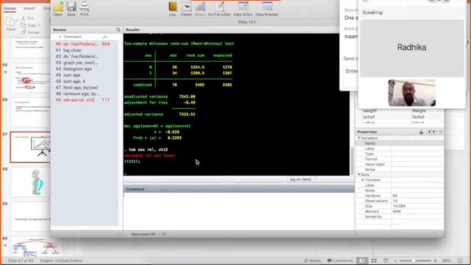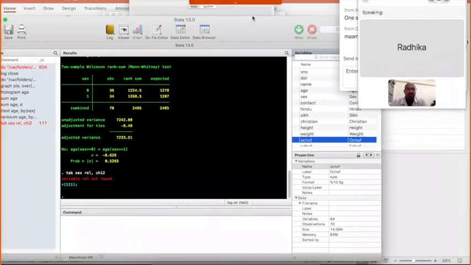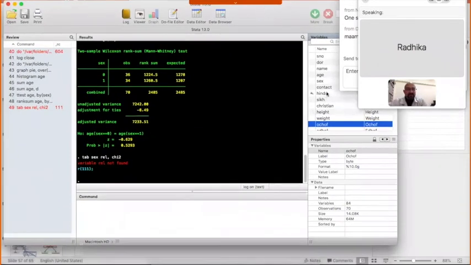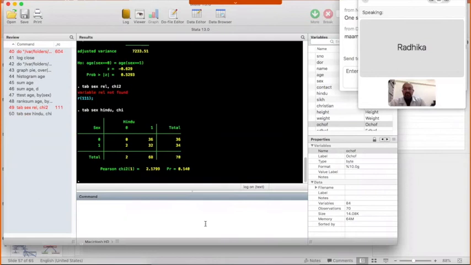And no, it did not find the variable religion. So let's see what religion is named. So it's whether the person was Hindu or not. Let's do it that way. So it's tab sex Hindu chi. So it will give me a table. It has given me that among the men, there were 36 Hindus, and among the women, there were 2 Muslims and 32 Hindus, based on the labels that I have given to 0 and 1.